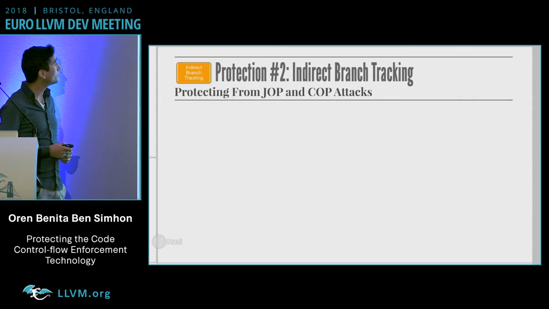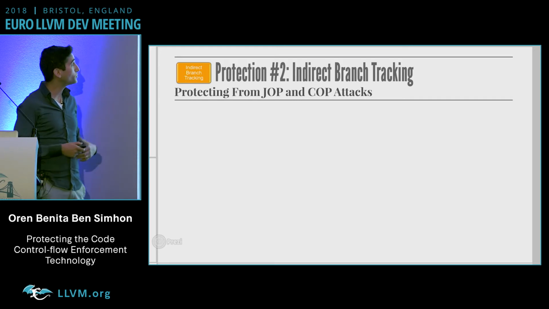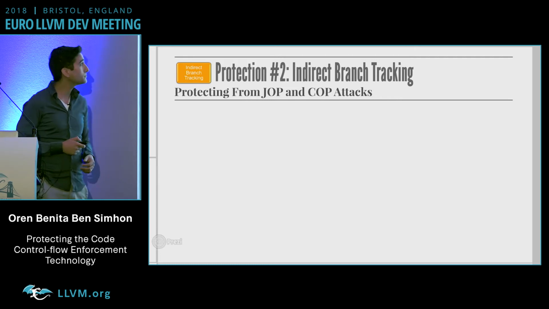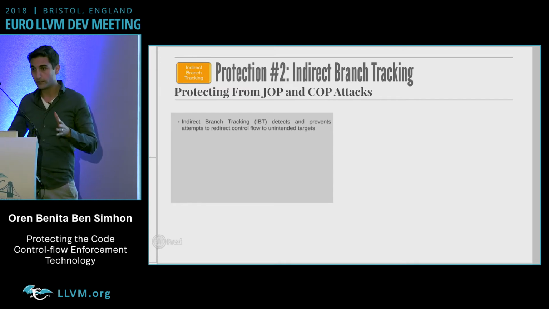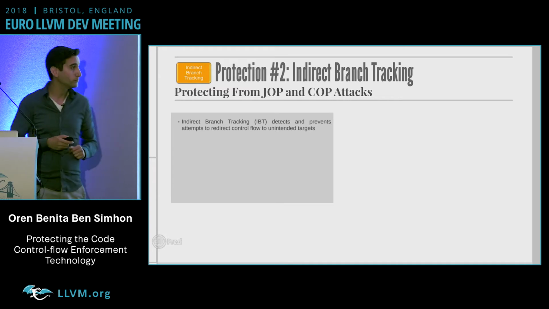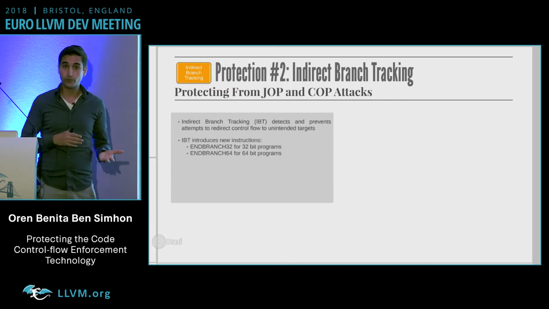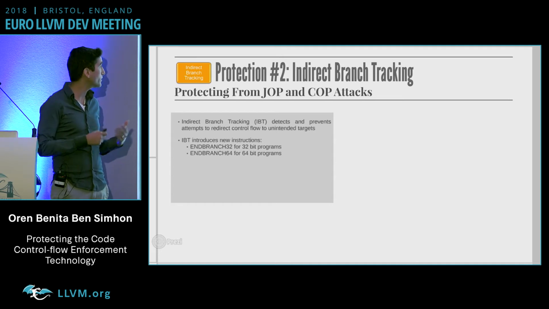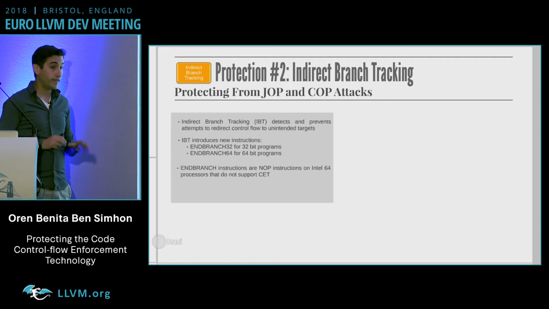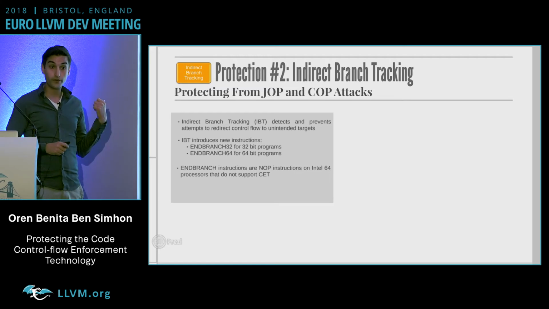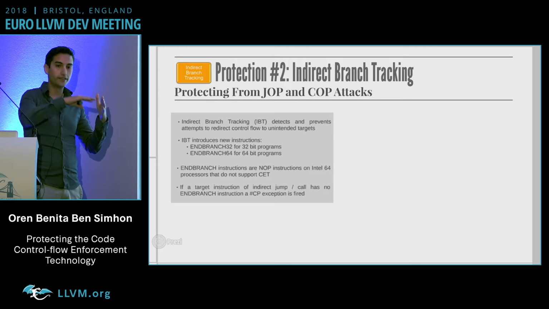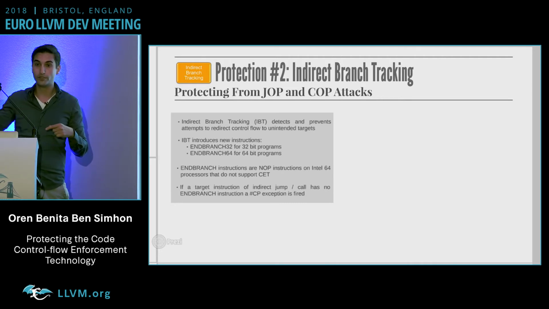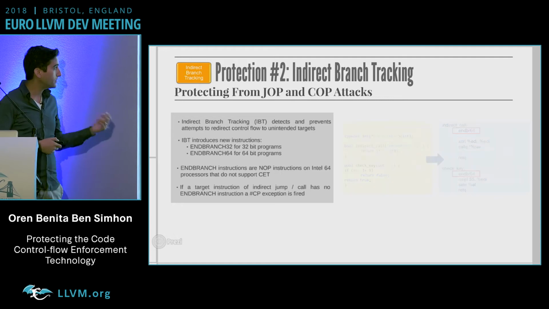Okay, the next protection technique is called indirect branch tracking. It tries to protect against jump-oriented attacks. In indirect branch tracking, we need to make sure that we jump indirectly only to a place where we intended to jump. We have two new instructions for that: endbr32 for 32-bit programs and endbr64 for 64-bit programs. The endbr instruction is a nop in legacy architectures, so you can actually run this code on legacy architectures. And when you indirectly jump to another location and you don't encounter an endbr instruction, an exception is raised.